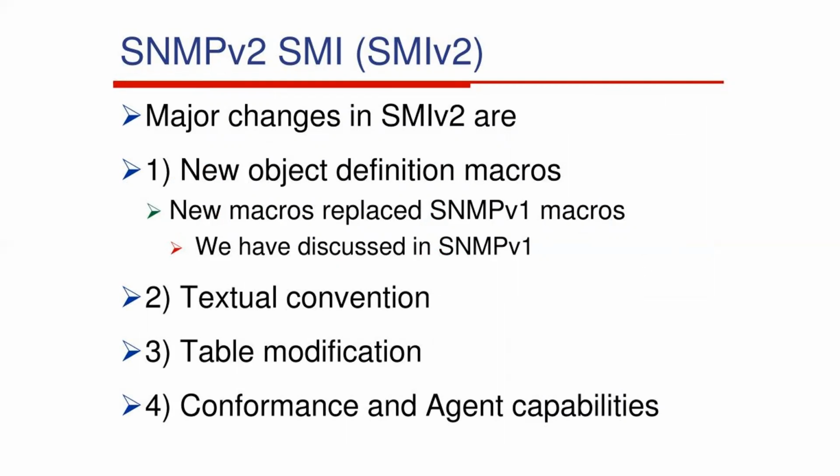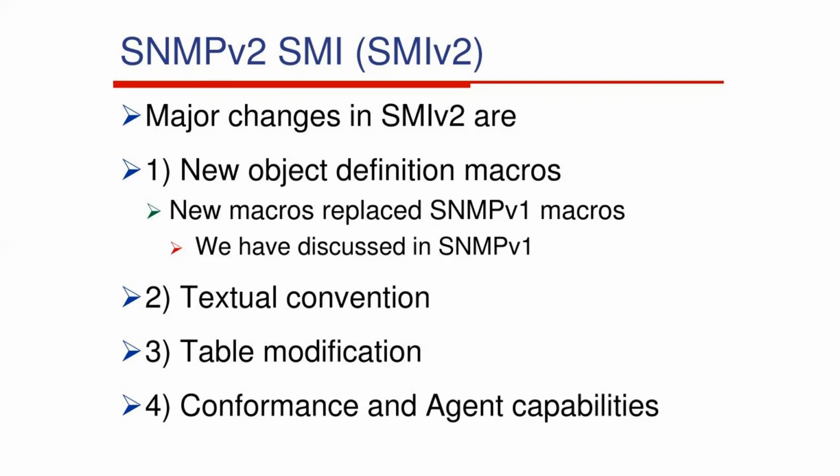Then SNMP version 2 in SMI. What are the major changes in version 2? The reader is referred to the document for a complete set of definitions. We have taken the liberty of presenting the definitions with some additional comments and structural indentations to bring out clearly the beginning and end of macros. It also has four different types: new object definition macros, second textual convention, third table modification, and fourth conformance and agent capabilities.